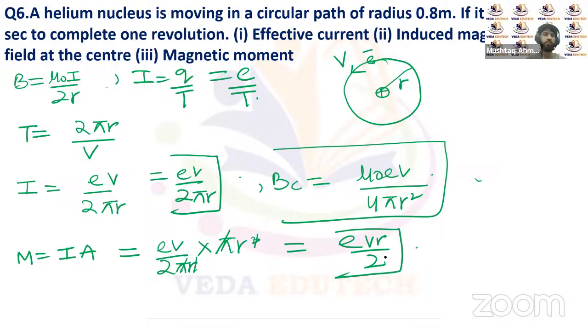Now for this helium nucleus, the radius of the circular path is given as 0.8 meter, and it takes 2 seconds, so the time period is also given. You can calculate all the other quantities for this question: the effective current, the induced magnetic field at the center, and the magnetic moment as well. So I just gave a brief about the concept of how we can calculate the magnetic field because of the electronic charge moving in a circular orbit, and the magnetic dipole moment because of that charge moving in a circular path in a given atom, right? So that's how we can do it.